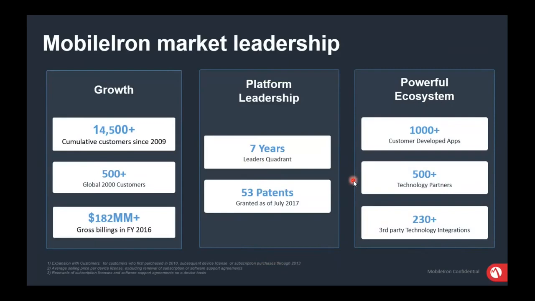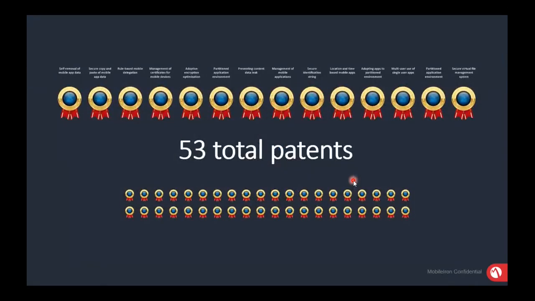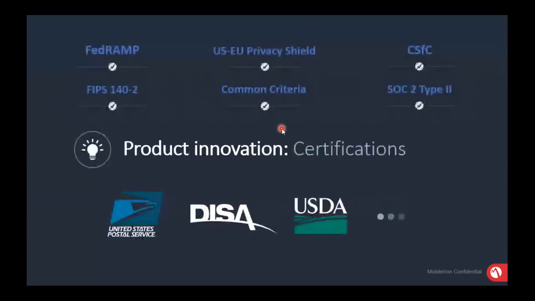MobileIron as a vendor has been a leader in the quadrant for seven years, and they have 53 patents, almost 1,000 plus customer-developed apps, and 500 plus technology partners. If you want integration with any identity or analytics, you'll have a native integration. You can find those details in the MobileIron marketplace. These are the 53 patents, and a few are significantly mentioned for the mobile app. They also have industry-recognized certifications in place like SOC 2 Type 2, FIPS 140-2 and FedRAMP.